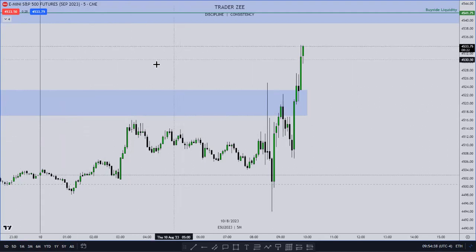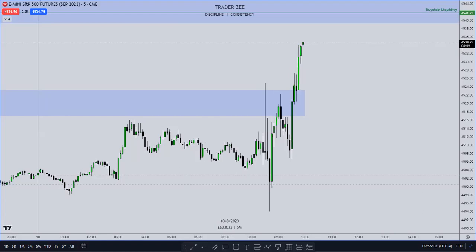Okay, so it's moving aggressively to the sell side liquidity that I've outlined. Good move.